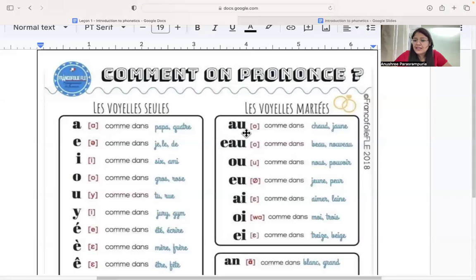Other than that, we definitely have some more sounds. For example, we saw AU being O. So this becomes chaud. This becomes jaune. EAU is again O. So this becomes beau. This becomes nouveau. OU is ou, as in English. This is nous. Pouvoir. Pouvoir is a verb in French. EU has its own sound. So this would be jeune. Peur.